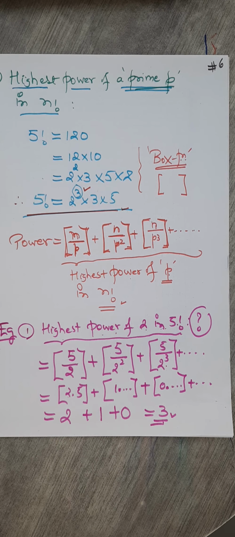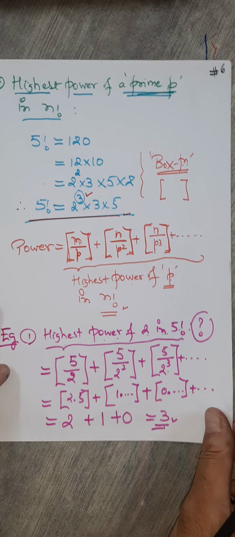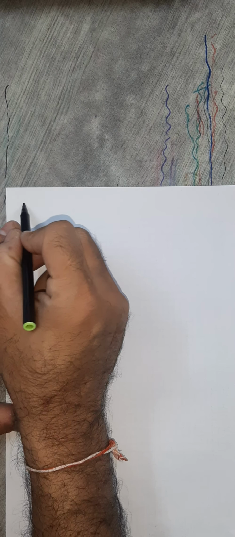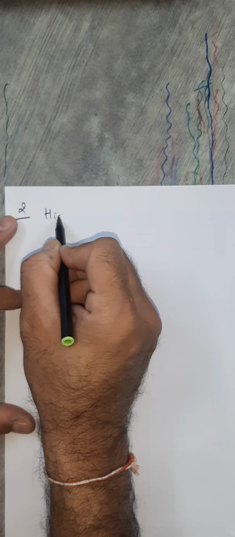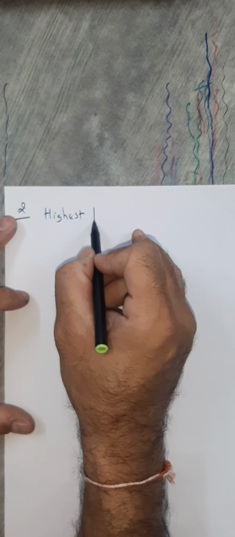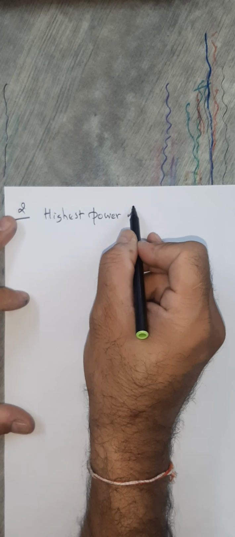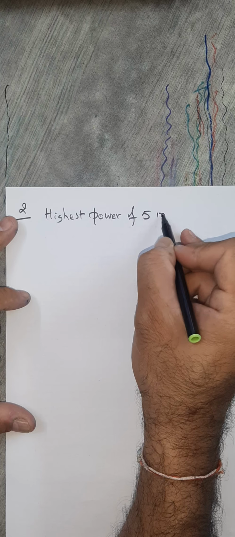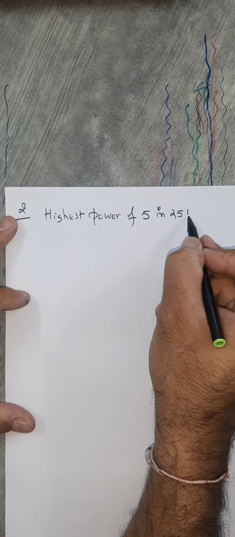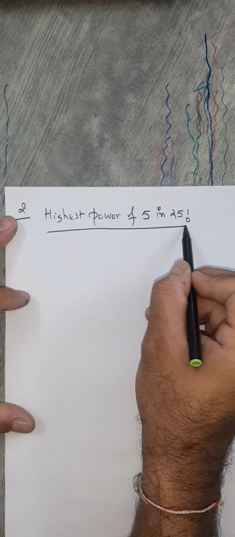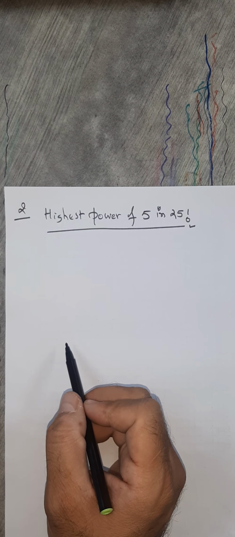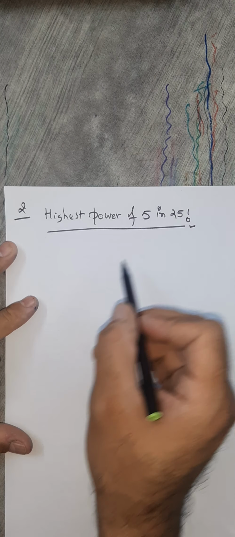I'll do one more example. Let me do one more example. Highest power of 5 in 25 factorial. That's the question. One more example. Let me write here. Highest power of 5 in 25 factorial. This is a question. We want this. Right? Now 25 factorial is a very big number. You cannot do it directly.